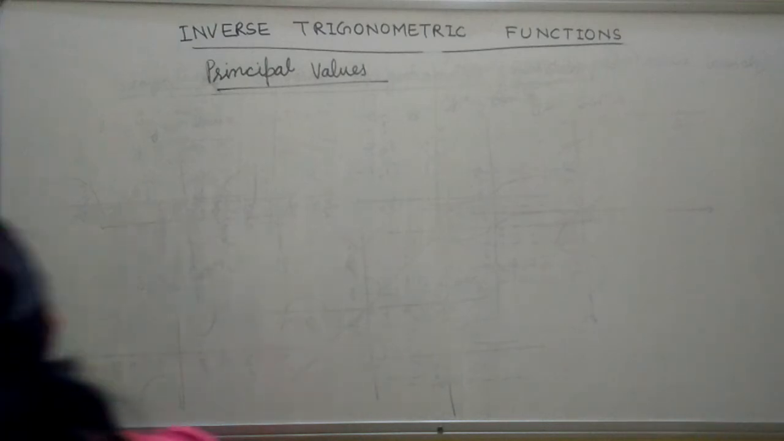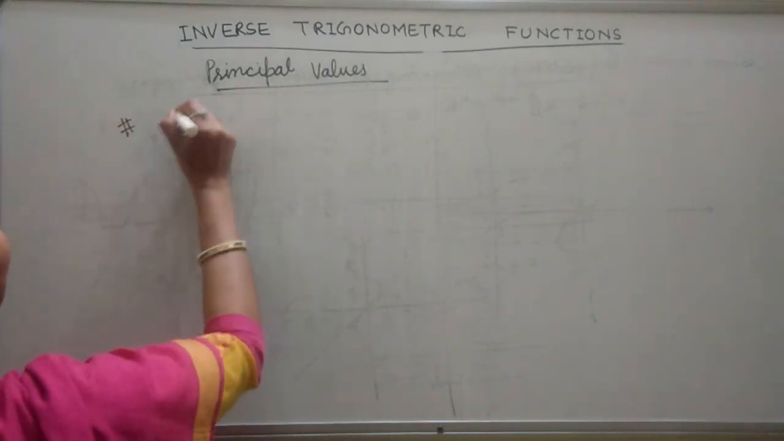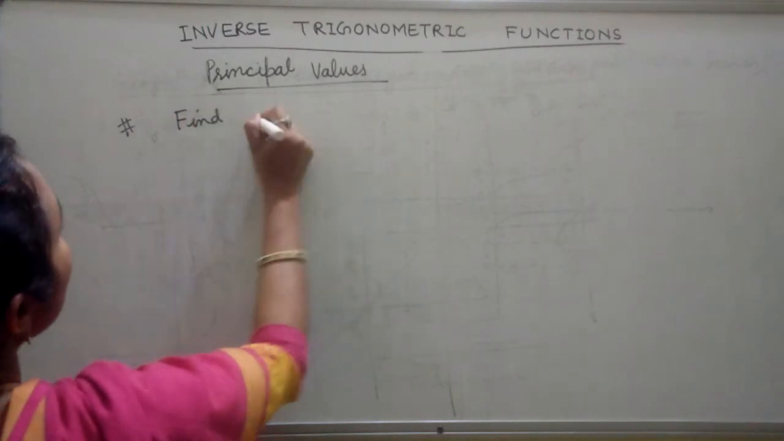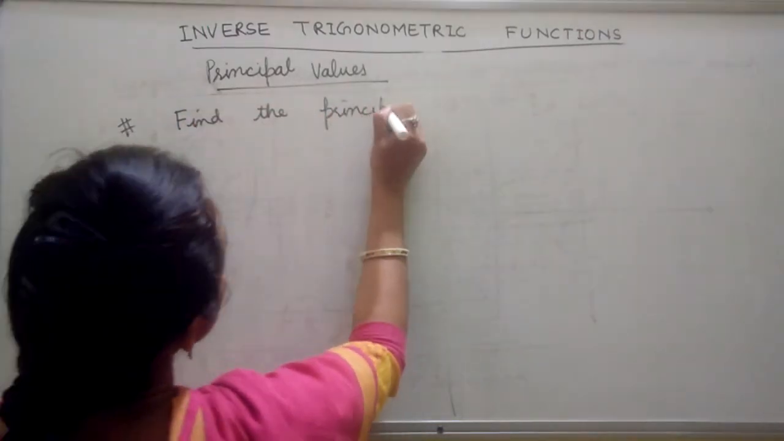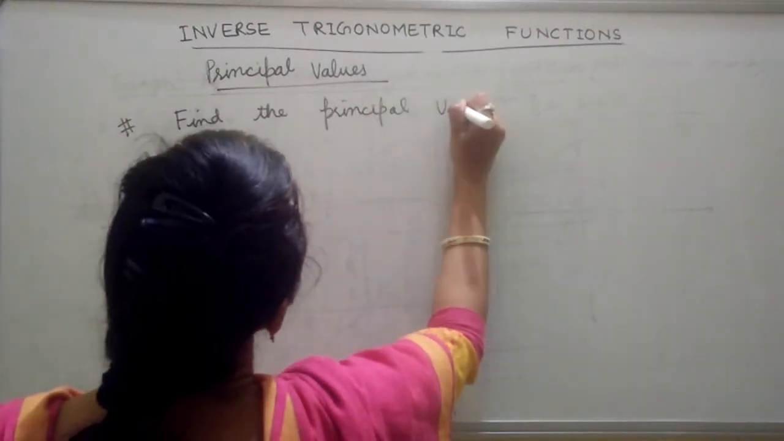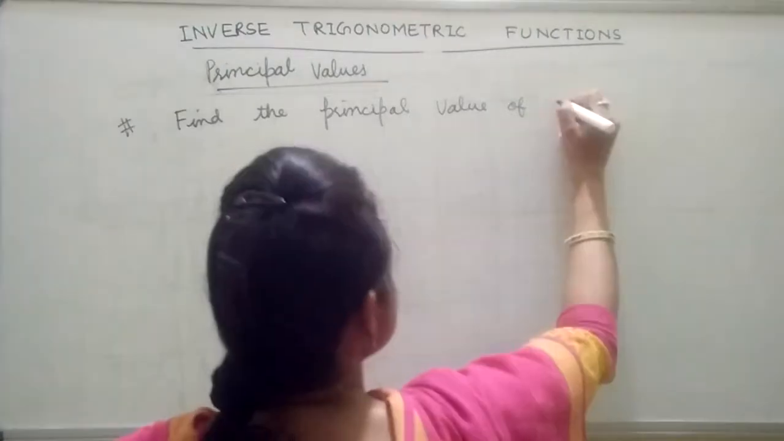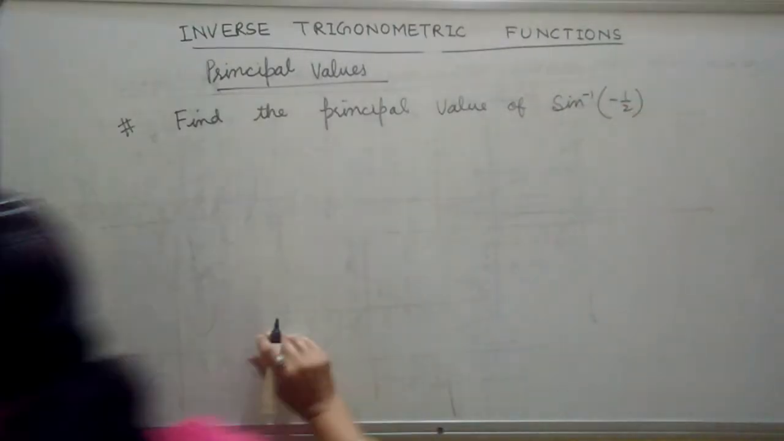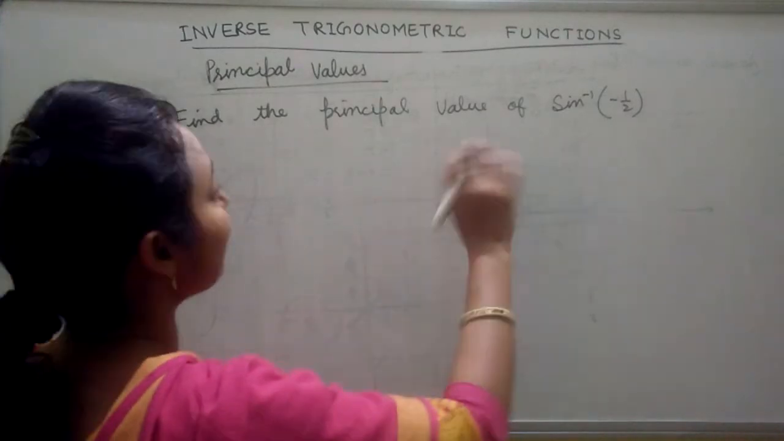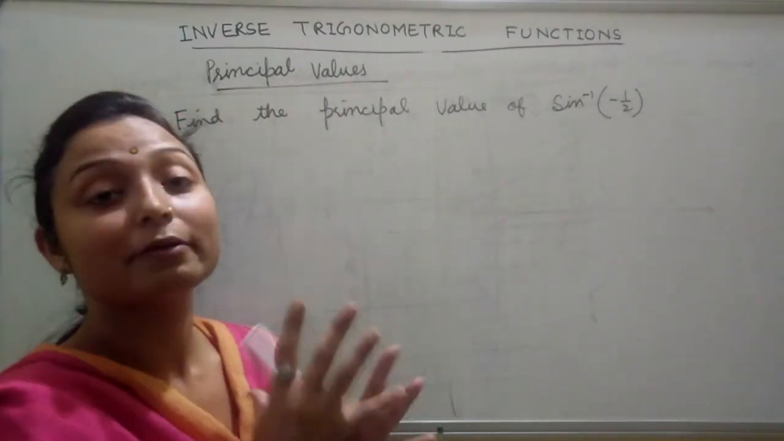First question of your NCERT: find the principal value of sine inverse negative 1 by 2. This is given to you, negative 1 by 2. How can you find the value? This question is very easy. How to solve for the principal value?